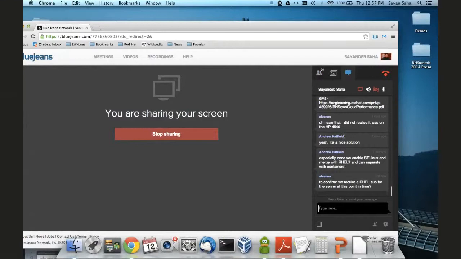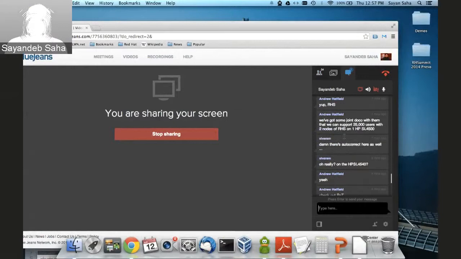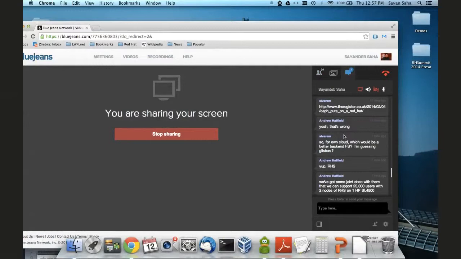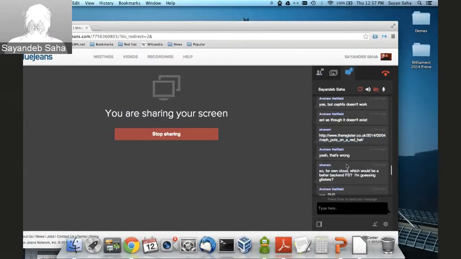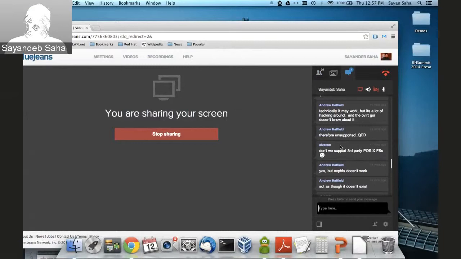So let me see what else. For OnCloud, right now, all the work we have done has been with Gluster. So you will see the file sync and share use case with OnCloud come up. We already have white papers on how we have integrated it. And you will see a more advanced white paper coming out on that. Let me see if there are more questions.